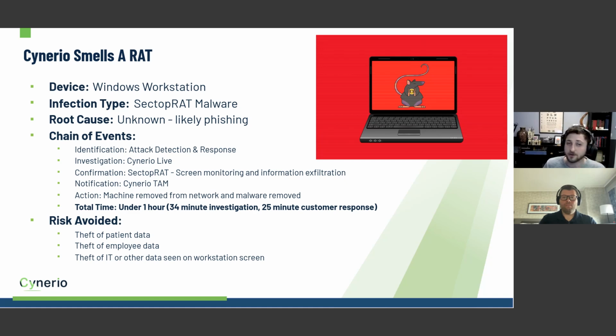We notified the customer within the hour. Oh, we have the minutes here. We notified the customer after 34 minutes. After about 25 minutes, the customer took the machine off the network. We suggested that they scan it. They immediately scanned it, and forensics showed that it was indeed Sectop RAT. And they cleaned it. They put it back on the network.